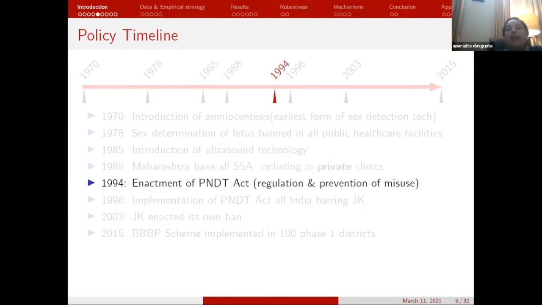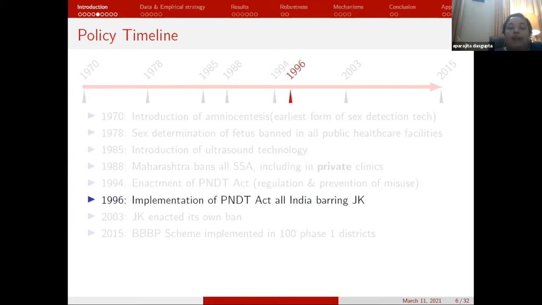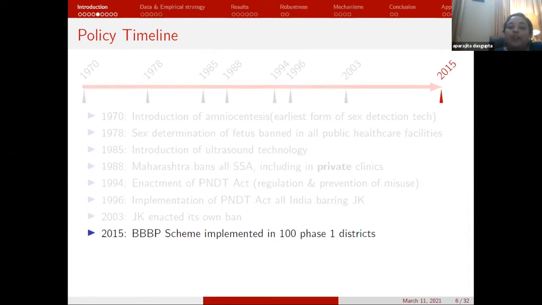1994, we have the enactment of the PNDT Act. And 1996, this act was actually implemented across all India, barring Jammu and Kashmir. 2003, Jammu and Kashmir enacted its own ban. 2015, we have this new policy, which is the B3P scheme, which is implemented in 100 phase 1 districts.